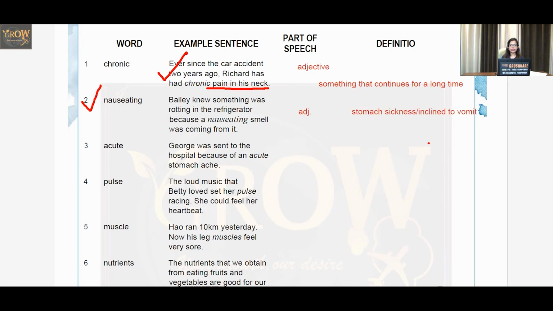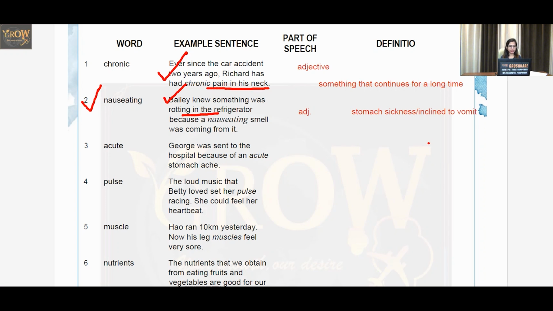Now let's see the example. So they have written that Bailey knew something was rotting in the fridge. Rotting means सड़ रहा है, right? Because a nauseating smell was coming from it. क्योंकि उससे एक vomit जैसे आने जैसी smell जो है आ रही थी. It was a very bad smell basically.